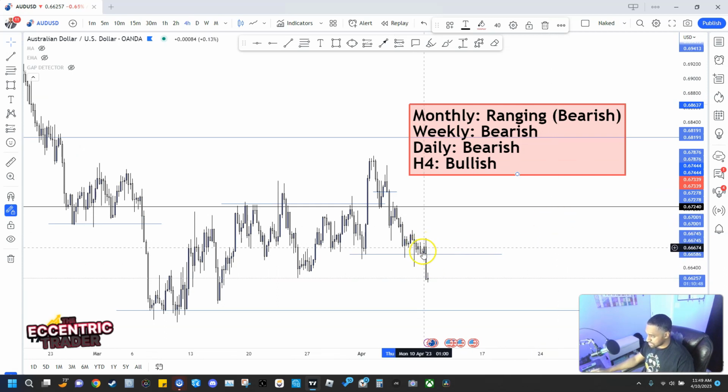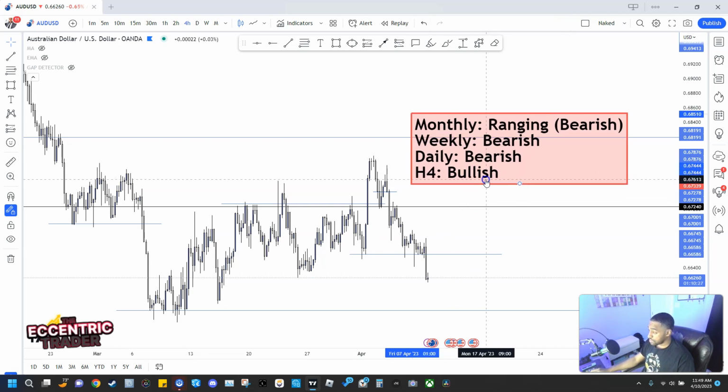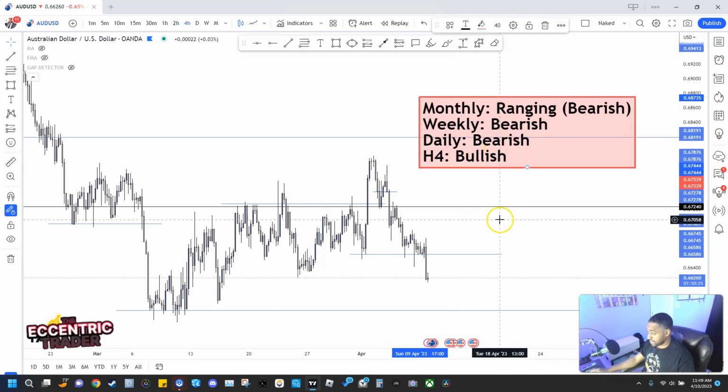Just because nothing has broken yet, right? Not only that, you see these wicks right here. You see all this seller's exhaustion. So when you start to see that, for me, I think potentially it could turn around. So I'm going to leave this as bullish, but I'm open to the fact that it could go down.